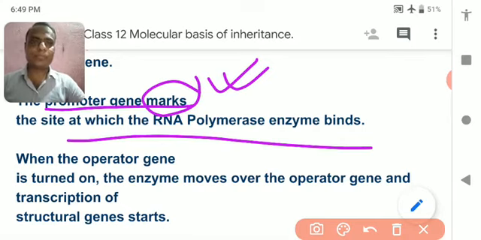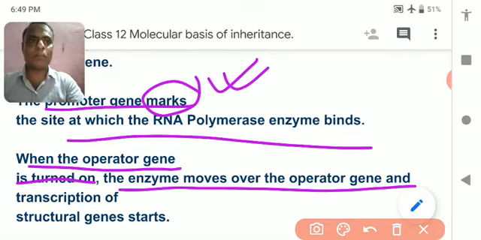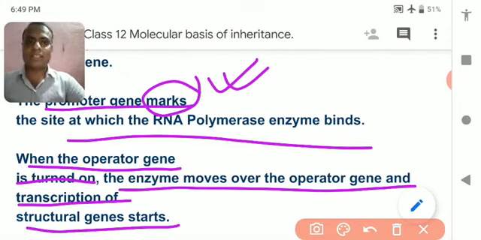Understood? It is by this that the protein forms. So it promotes the production of protein. When the operator gene is turned on, the enzyme moves from the operator gene and transcription of the structural gene starts. It means it promotes the formation of mRNA by the structural gene. Understood?